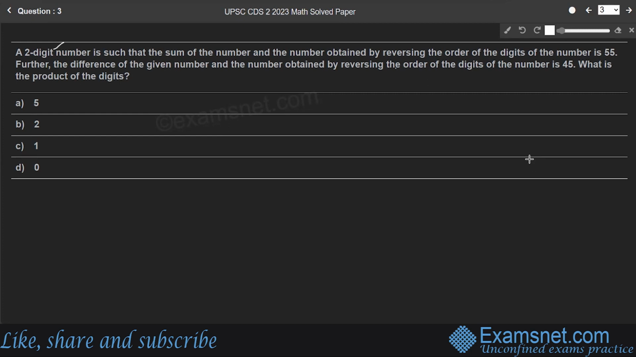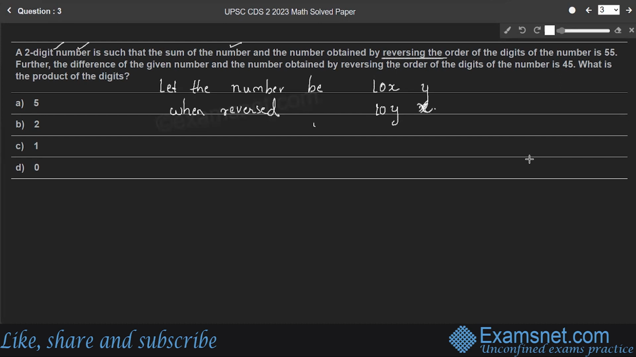So let us assume the two-digit number as 10x plus y. So let the number be 10x, and the number in the units place is y. It is given that the sum of the number and the number obtained by reversing the order of the digits, when the digits are reversed, the number becomes 10y and the number in the units place becomes x.